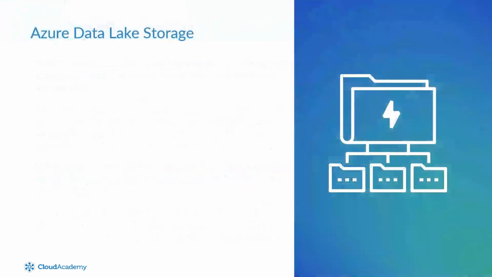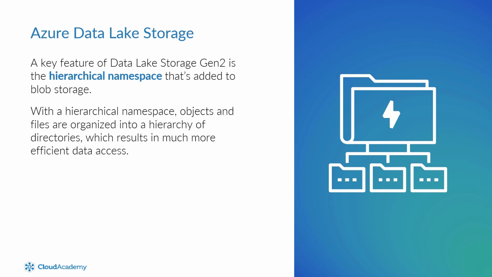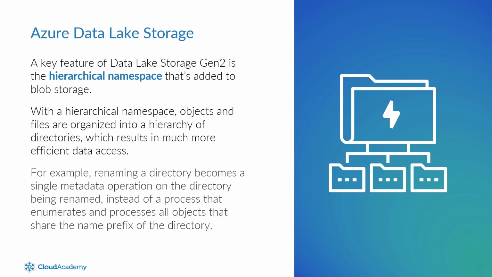A key feature of Data Lake Storage Gen 2 is the hierarchical namespace that's added to blob storage. With a hierarchical namespace, objects and files are organized into a hierarchy of directories, which results in much more efficient data access. For example, renaming a directory becomes a single metadata operation on the directory being renamed, instead of a process that enumerates and processes all objects that share the name prefix of the directory.